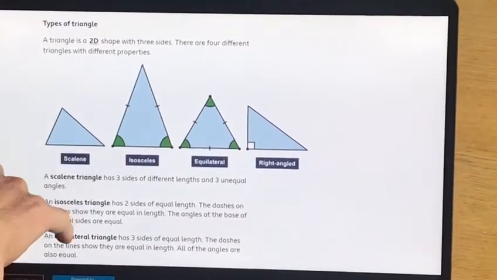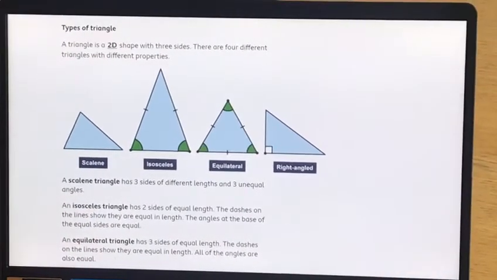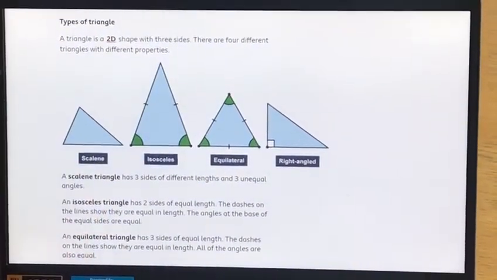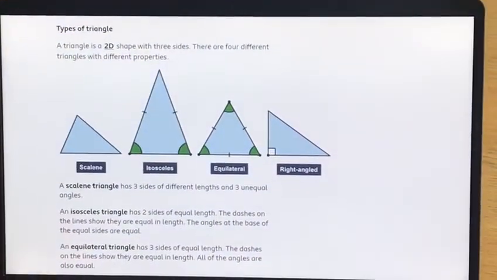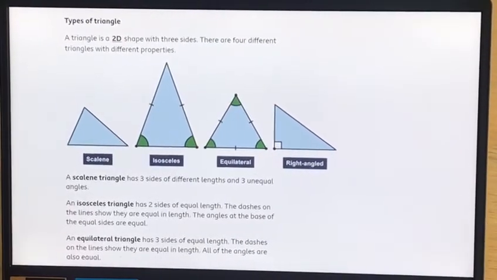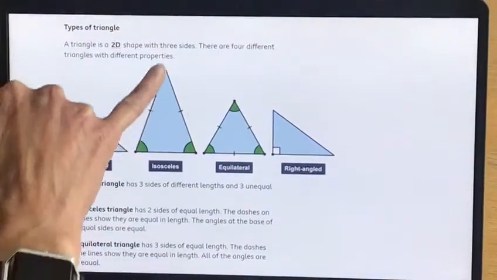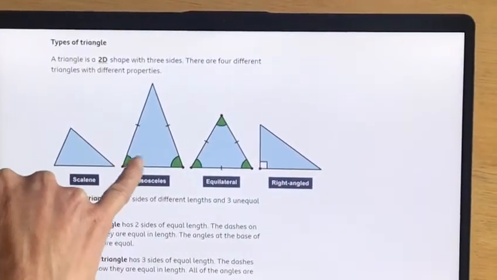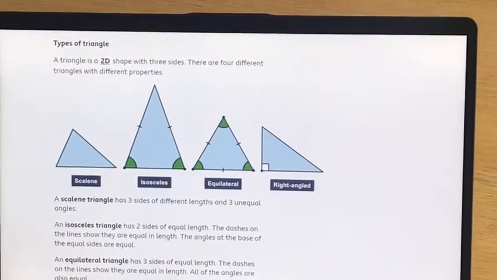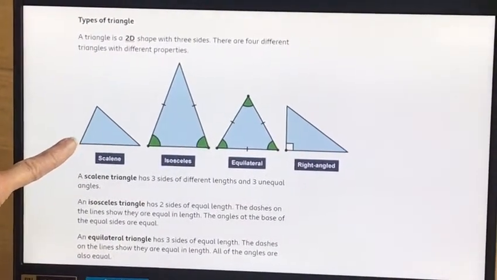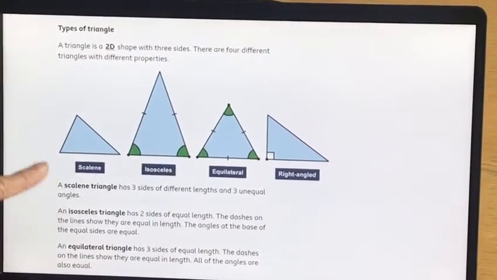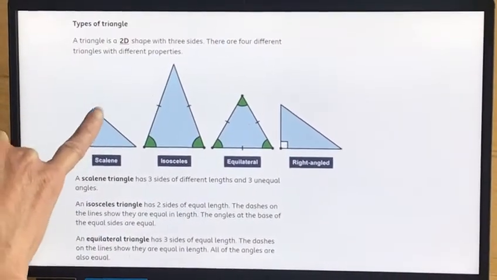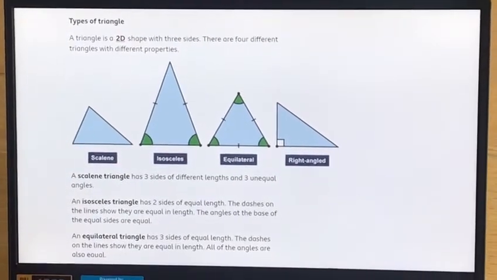The third type of triangle is an isosceles triangle. You will see the dashes again. These dashes show that these 2 sides are of equal length. An isosceles triangle has 2 sides that are equal in length and 2 angles that are equal in size. And lastly, we've got the scalene triangle. All our sides are different lengths and all our angles are different sizes.